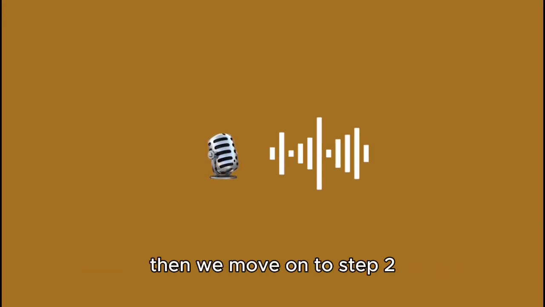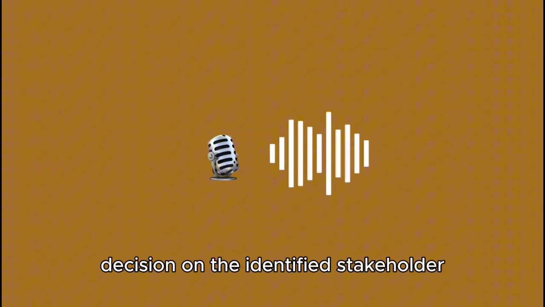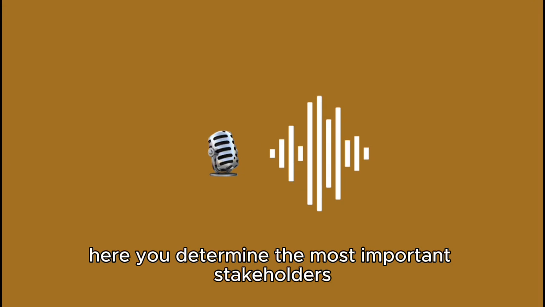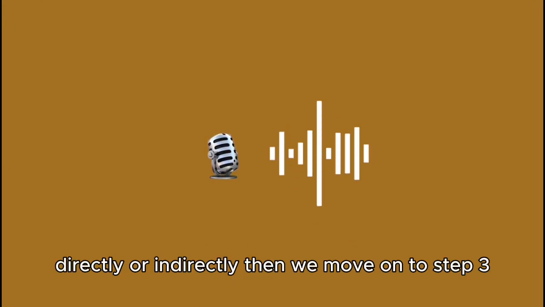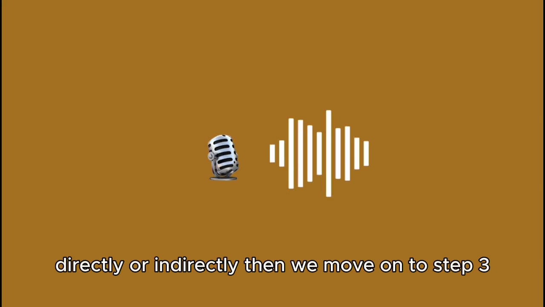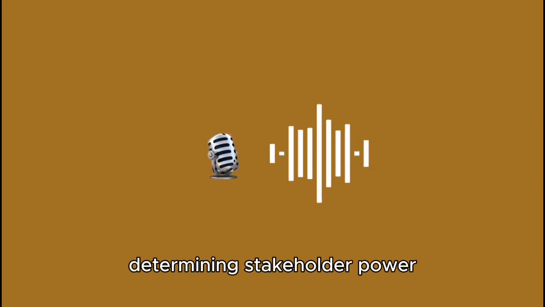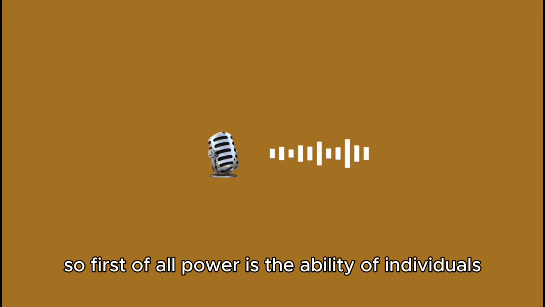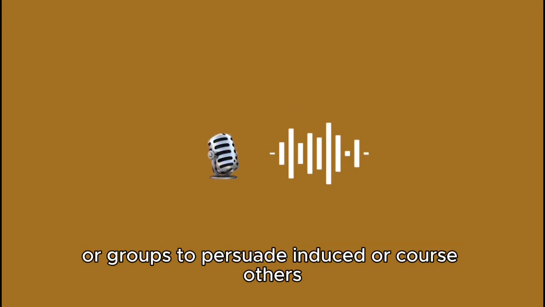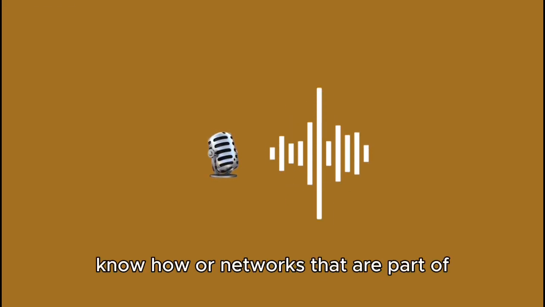Then we move on to step 2, determining the effects of strategy decision on the identified stakeholder. Here you determine the most important stakeholders based on how the firm's strategy impacts the stakeholders directly or indirectly. Then we move on to step 3, determining stakeholder power and influence on strategic decisions. So first of all, power is the ability of individuals or groups to persuade, induce, or coerce others. It's not just hierarchy, but also a function of the resources controlled by the person, know-how, or networks they're a part of.